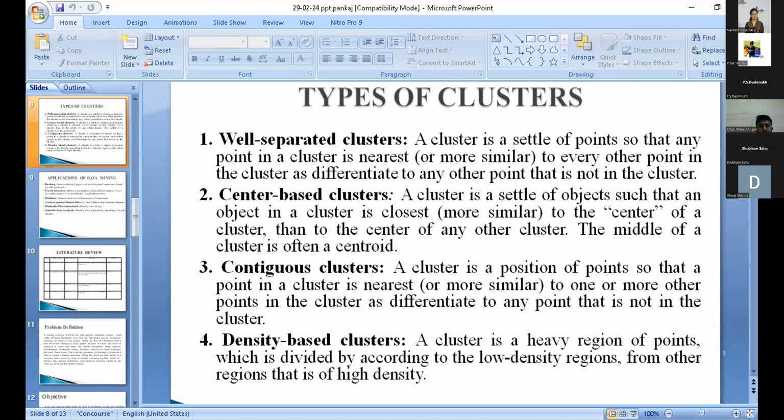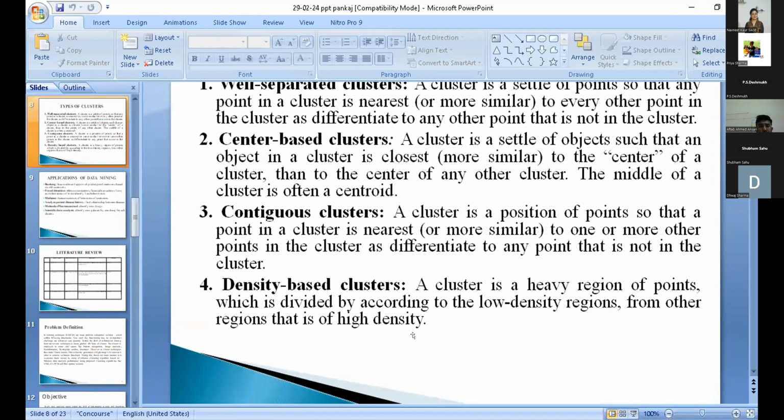such that an object in a cluster is closest to the center of the cluster. Then the third one is the contiguous cluster. A cluster is a set of points such that a point in a cluster is nearest to one or more other points in the cluster than to any point that is not in the cluster.